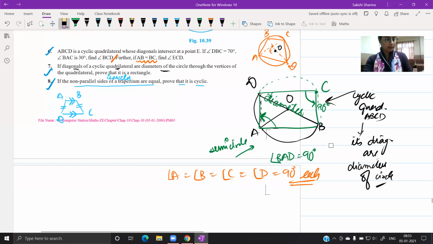This is the question that we had started yesterday. Question number 8 from 10.5. If non-parallel sides of a trapezium are equal, prove that it is cyclic. I didn't mention that this question can be asked in another way: prove that an isosceles trapezium is cyclic. So an isosceles trapezium is a trapezium in which the non-parallel sides are equal.